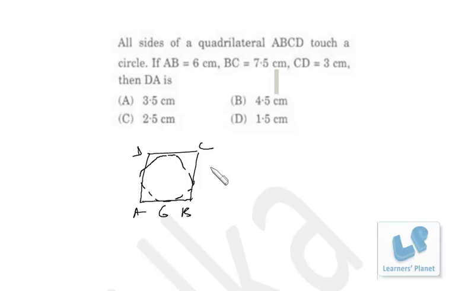If AB is 6, BC is 7.5, CD is 3. That means this is 6 plus 3, it is 9. So if it is 7.5, it has to be 1.5. That means sum of these two and these two should be equal, right? Then only the circle can be inscribed. No need to go for any sort of paperwork, right? So that's pretty simple. The length of AD must be 1.5. Okay.